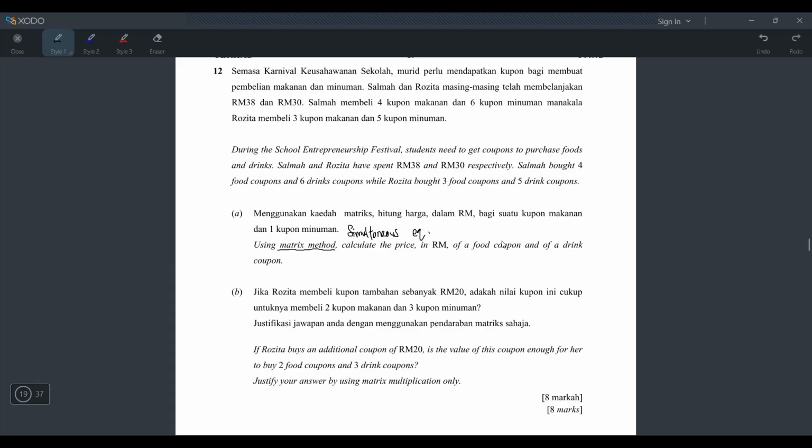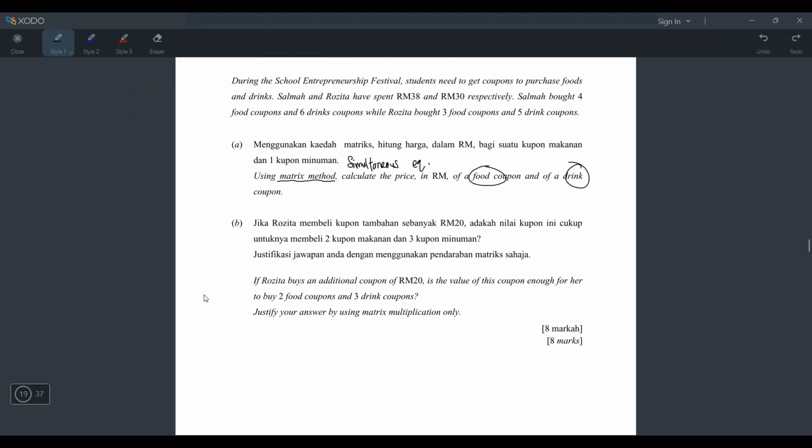Calculate the price in RM of a food coupon and a drink coupon. So I always teach my students, whenever we do simultaneous equation questions, we skip all this story. We don't read this story first. We focus on what they want to find. For example, this one: calculate what? Price of food coupon and price of drink coupon, right? So what you do first is you let x be the price of food coupon, and then let y be the price of drink coupon.